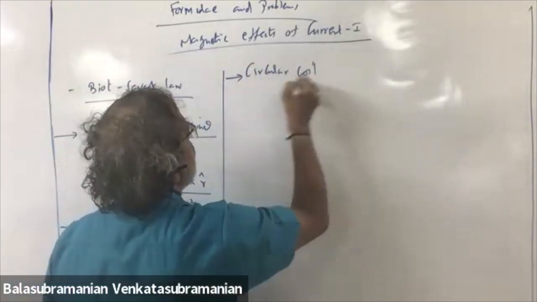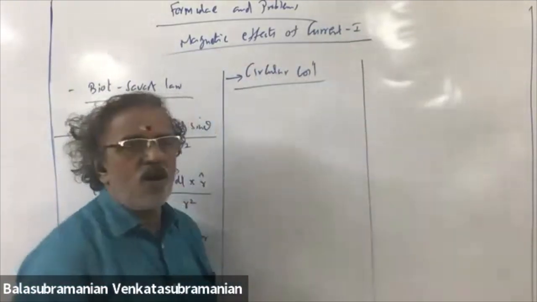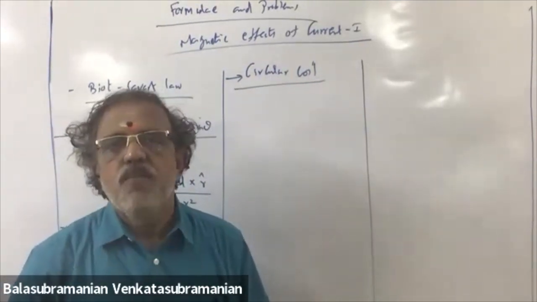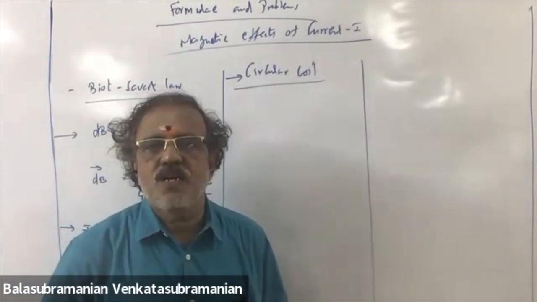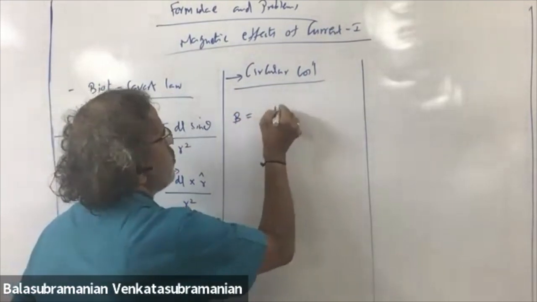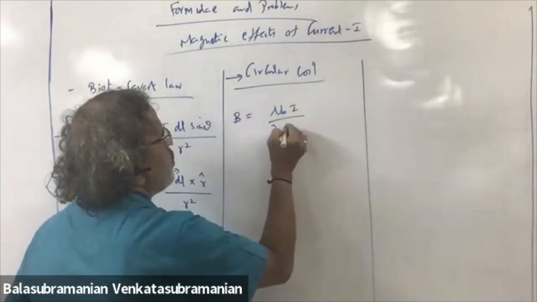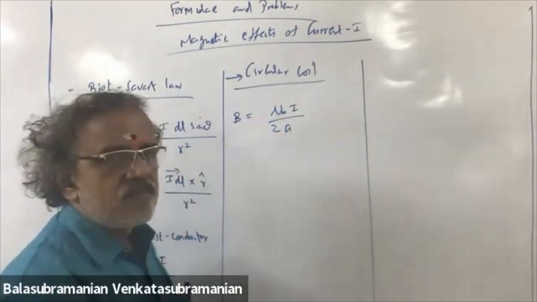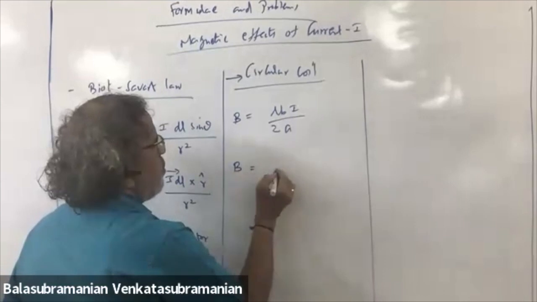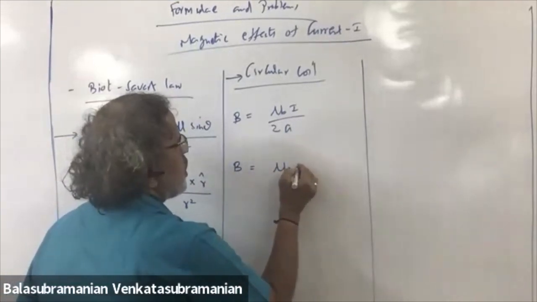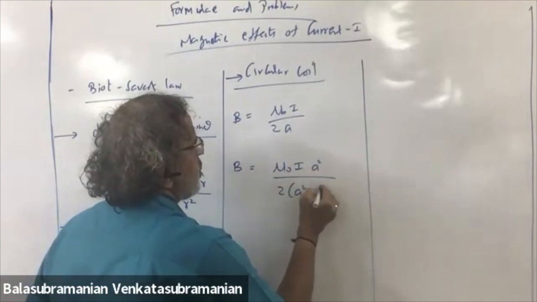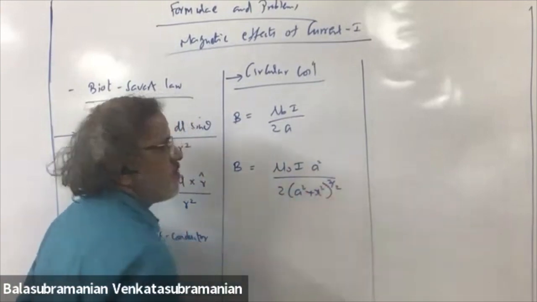Circular coil. Point along the axis of a circular coil carrying current. There, at the center, B is equal to mu naught I by 2A. General formula, B is equal to mu naught I A square by 2 into A square plus X square whole power 3 by 2.